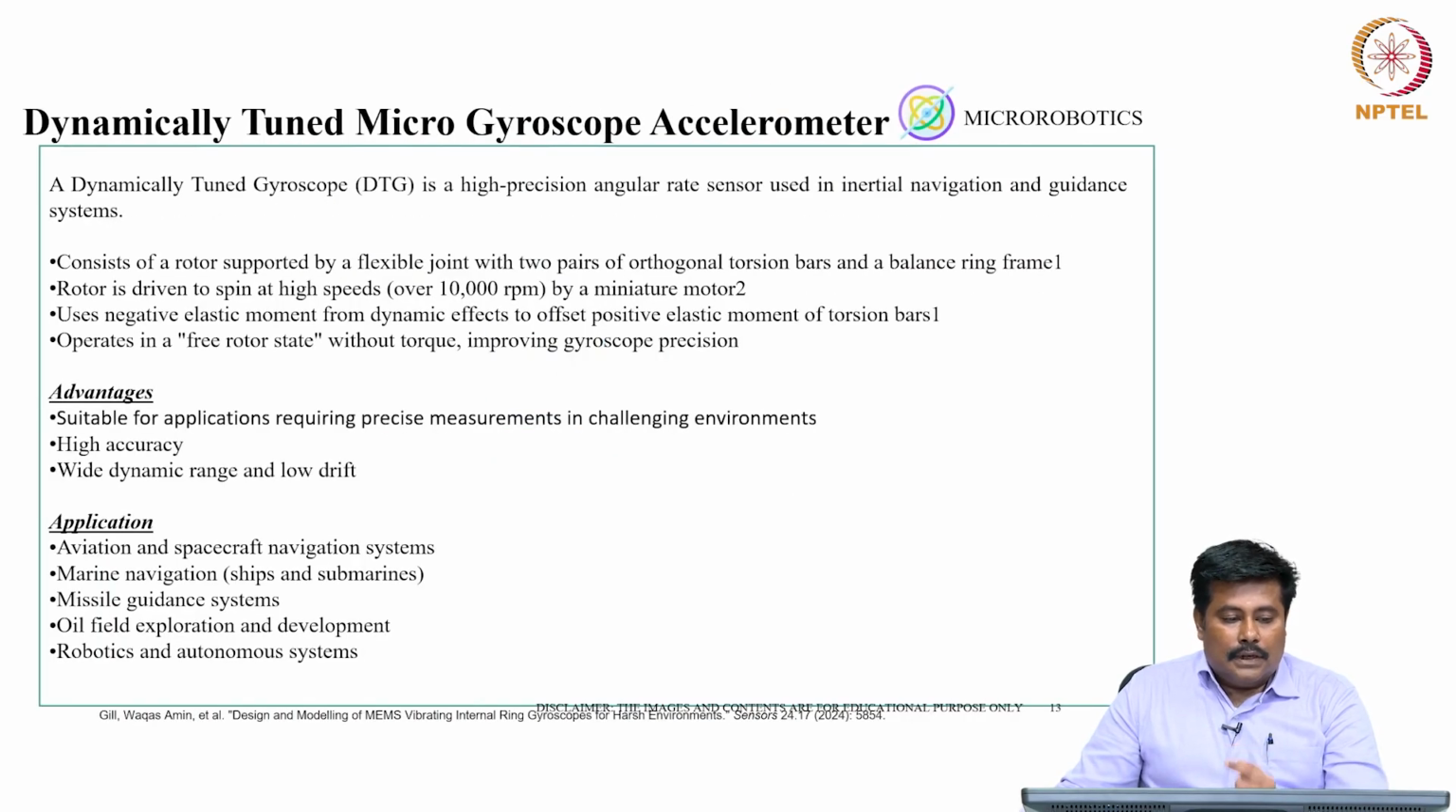The rotor is driven to spin at a high speed of over 10,000 rpm by a miniaturized motor. It uses a negative elastic moment from dynamic effects to offset the positive elastic moment of the torsion bars. It operates in a free rotor state without torque, improving the gyroscopic precision.